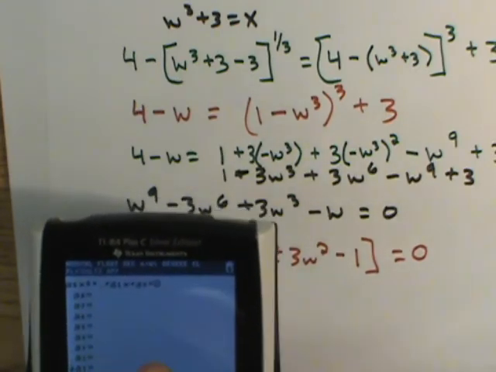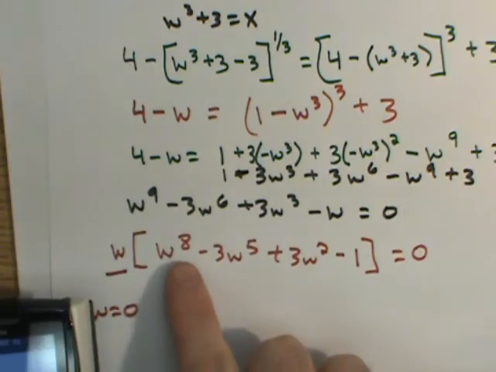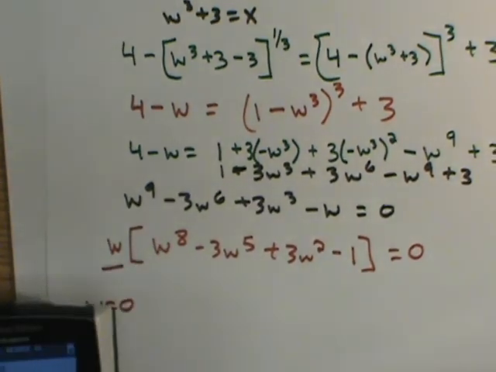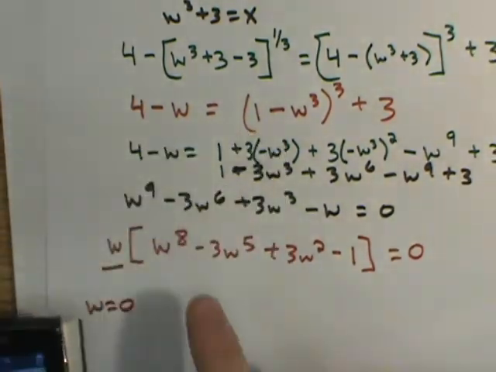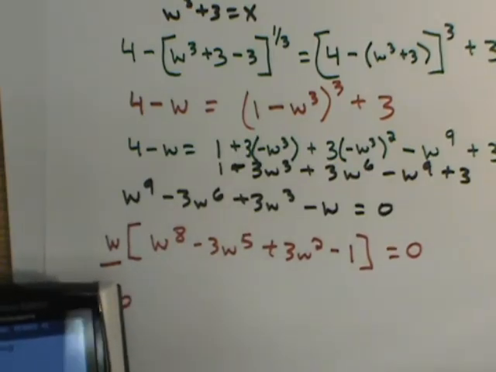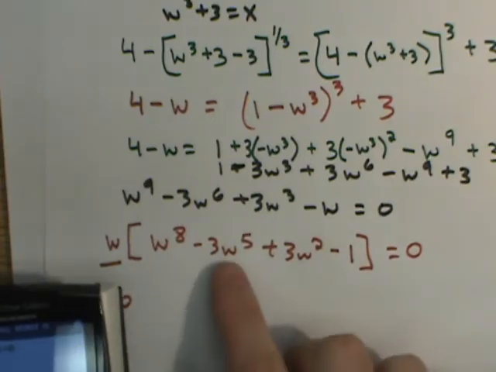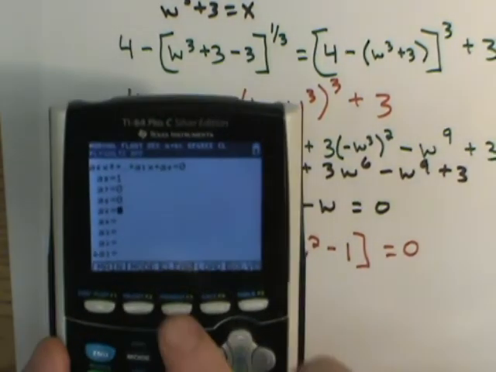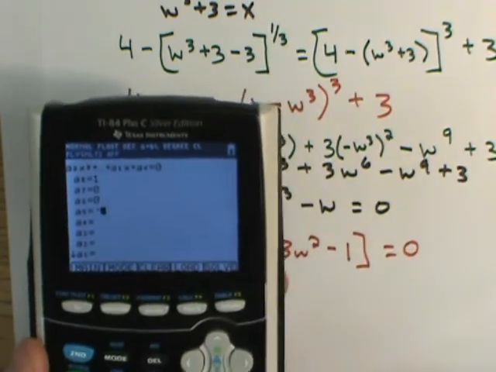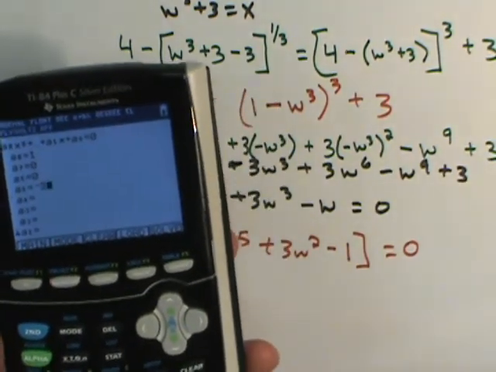Next step, and I have to fill in all these things. I have a coefficient here of 1, so I'm going to go 1 for something raised to the 8th. I don't have any 7 power, so I hit 0. I don't have any 6 power, so I hit 0. My 5th power is negative 3, so where it says A5, I'm going to go negative 3. Please make sure you use your negative and not your minus button.